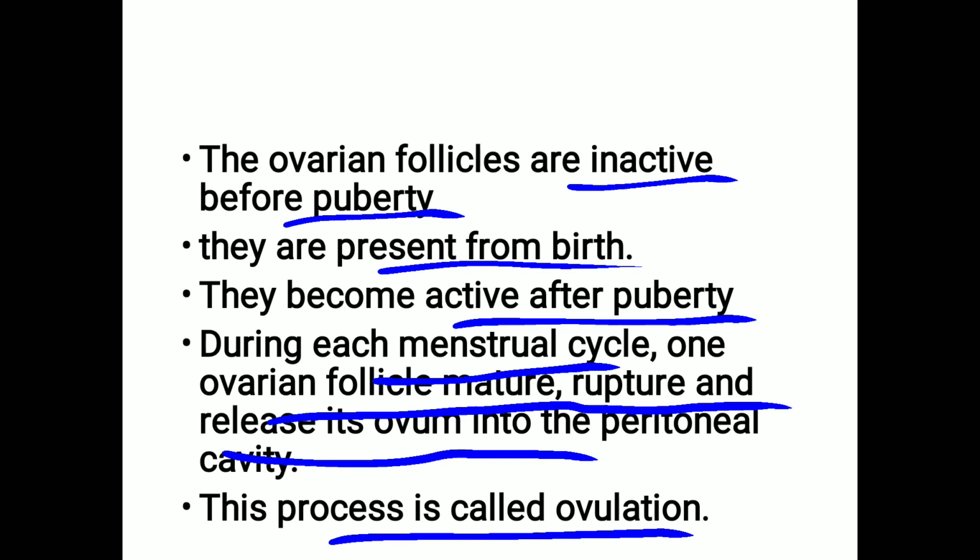Then multiplication of cells takes place, and it moves back through the uterine tube into the uterine cavity, where it gets implanted into the inner layer of the uterus, that is the endometrium. And this release of the ovum on the 14th day, that process is called ovulation.